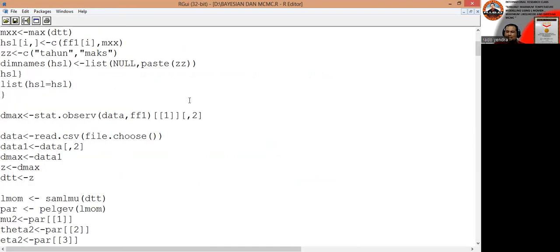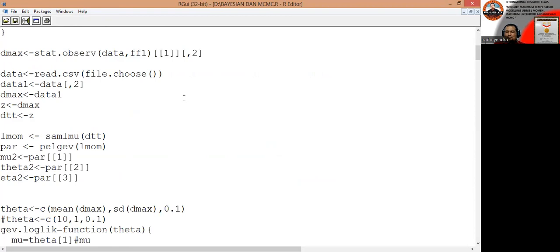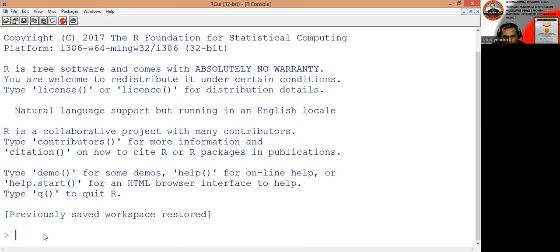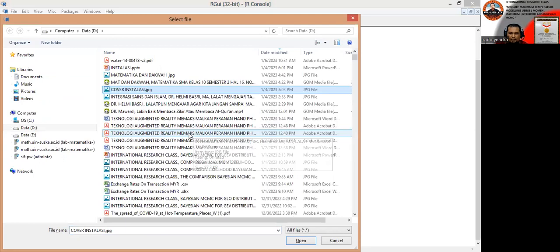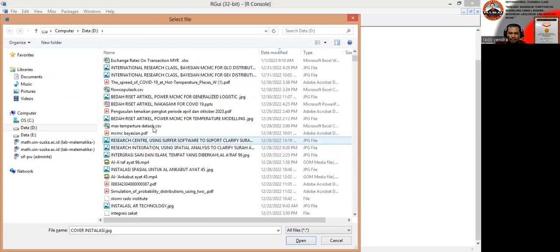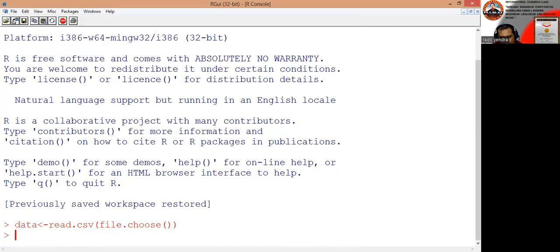Okay, in this program we have the maximum temperature data. So that's why we try to open our data. Open our data, read.csv, file.use. Okay, enter. Okay, we can try to open our data about the maximum temperature. Okay, this is our data, maximum temperature data. You open here. Okay, after that, you type the data.